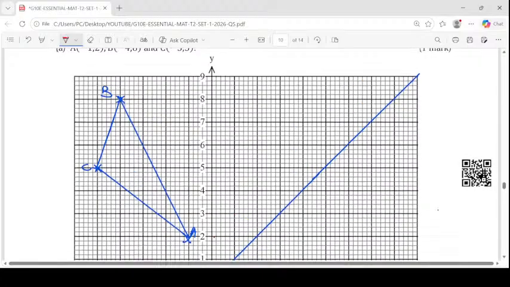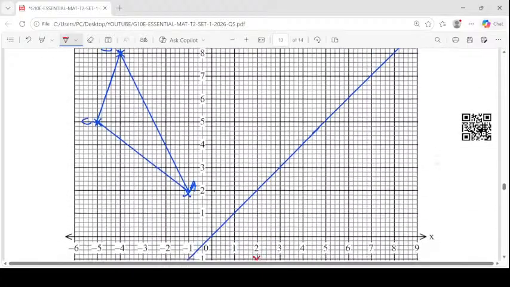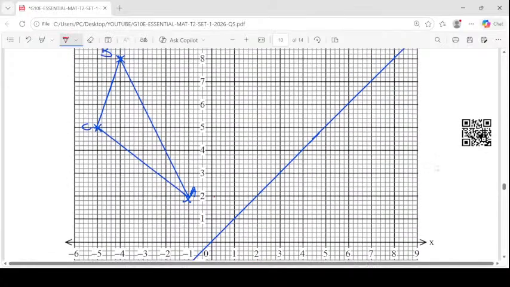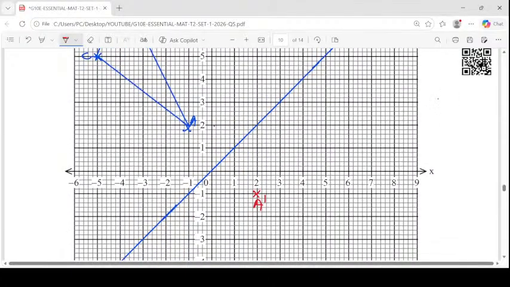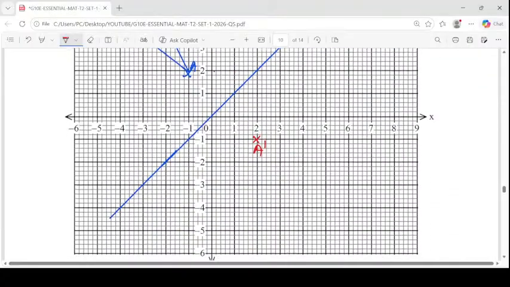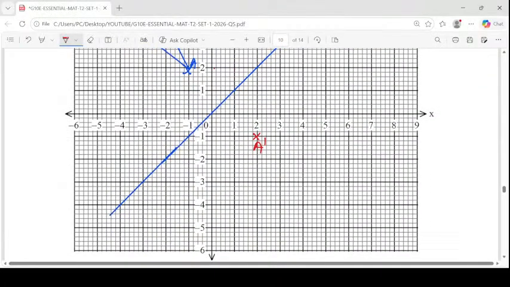So I'll move 12 units down again. Let me see. 1, 2, 3, 4, 5, 6, 7, 8, 9, 10, 11, 12 is here. This is our B prime.